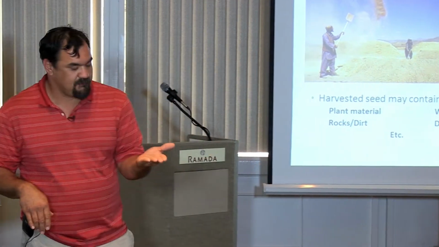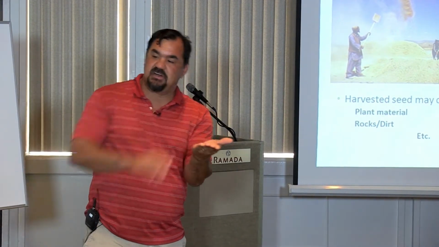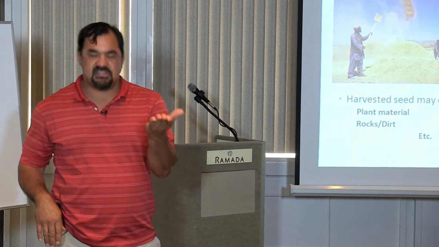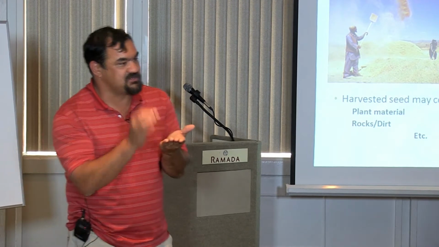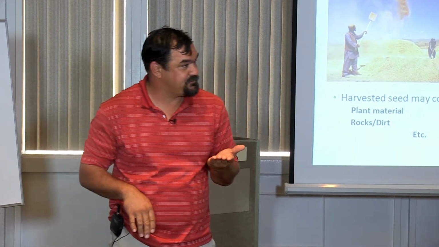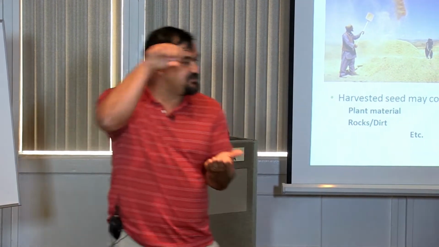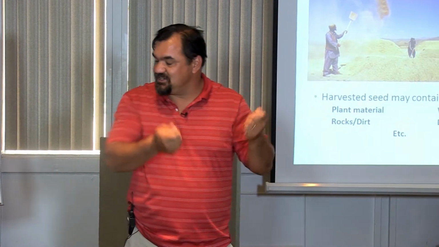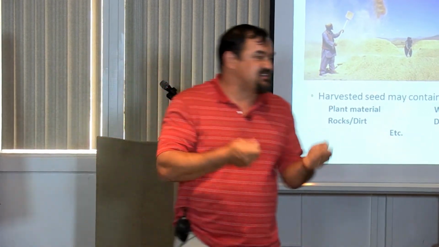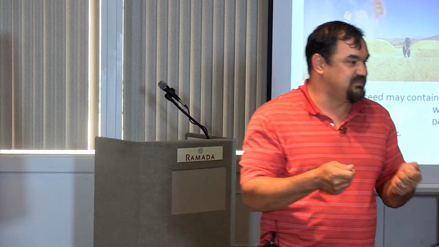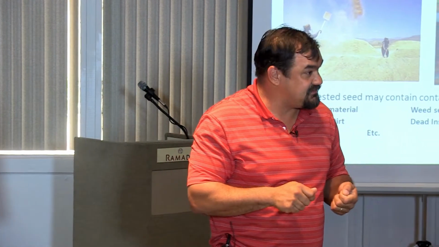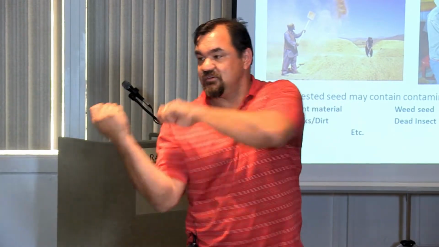If you dump your seed on, seed of the right size will fall through. Anything which is too large will stay on top. And so what you can do is pour your seed on, shake your screen. Seed that is the right size falls through. Seed which is too large, or materials which are too large, stay on top. Run all your seed through, throw away what's on top.